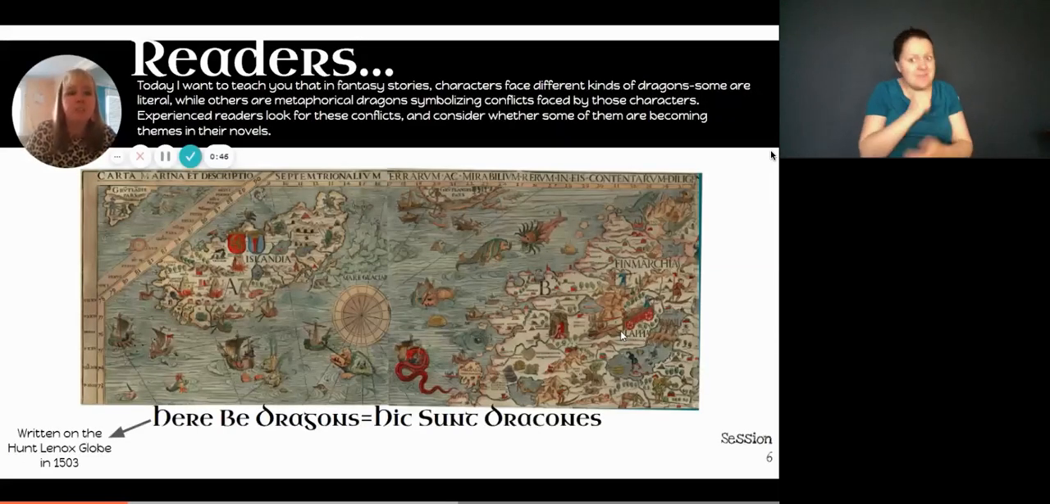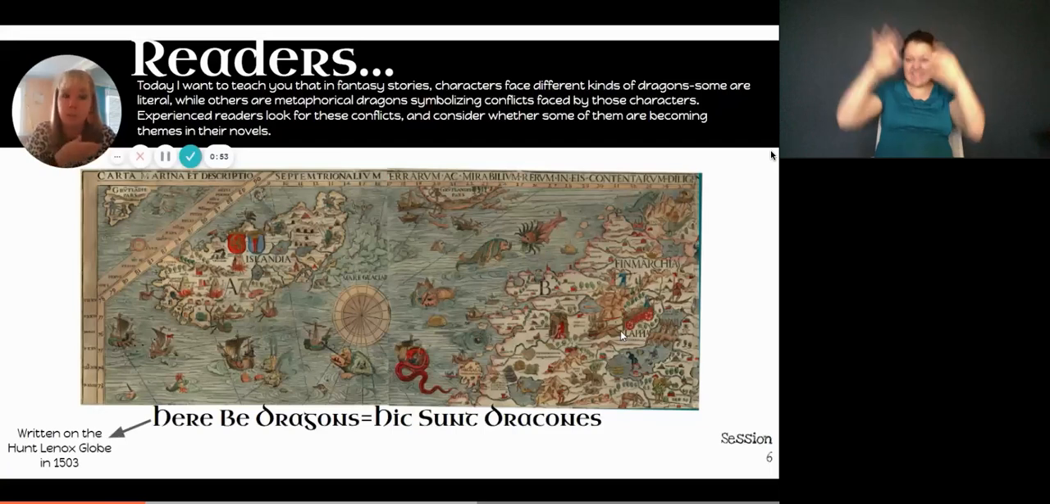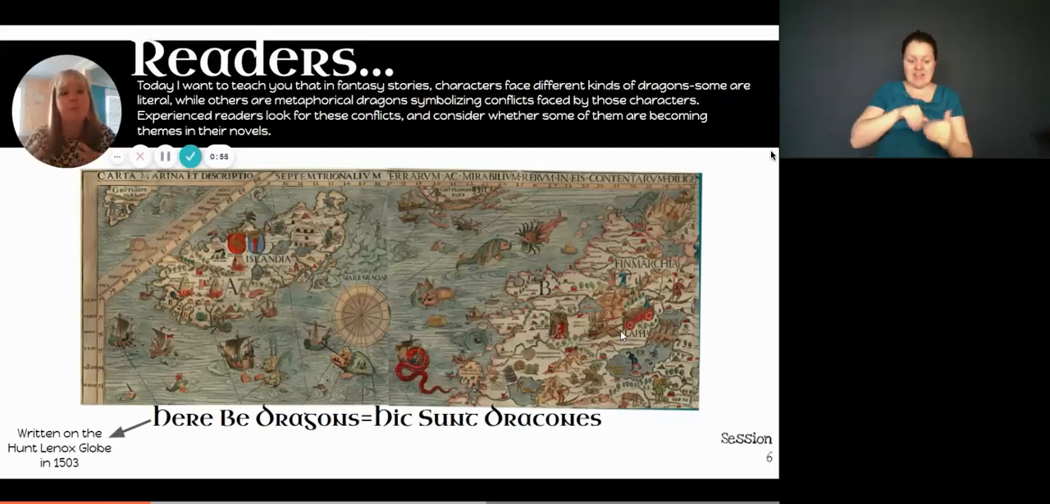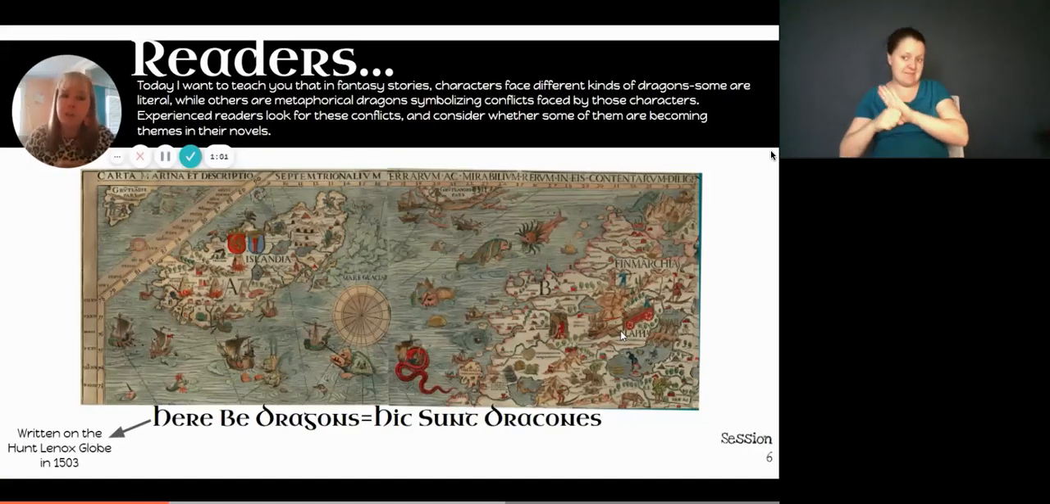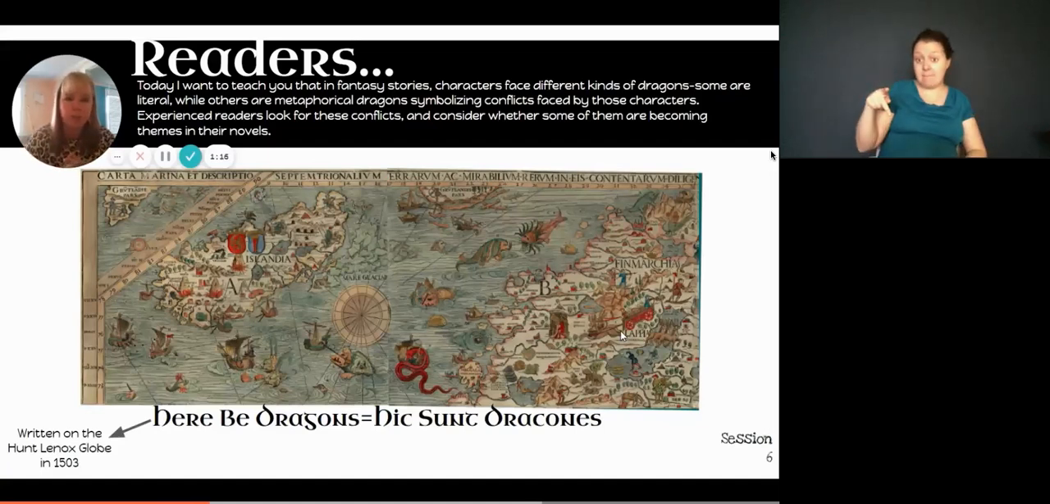So today I want to teach you that in fantasy stories, characters face different kinds of dragons. Some are literal, while some are metaphorical dragons, symbolizing conflicts faced by those characters. And experienced readers look for these conflicts and consider whether some of them are actually becoming themes in their novels. So here I have put up a map, and some of you have been looking at maps in your social studies projects and things.